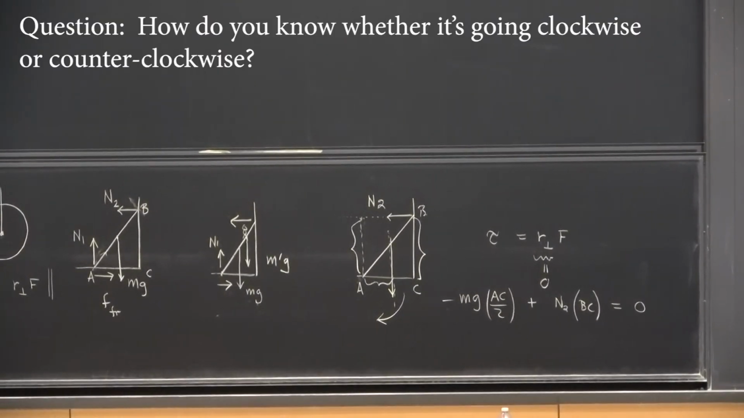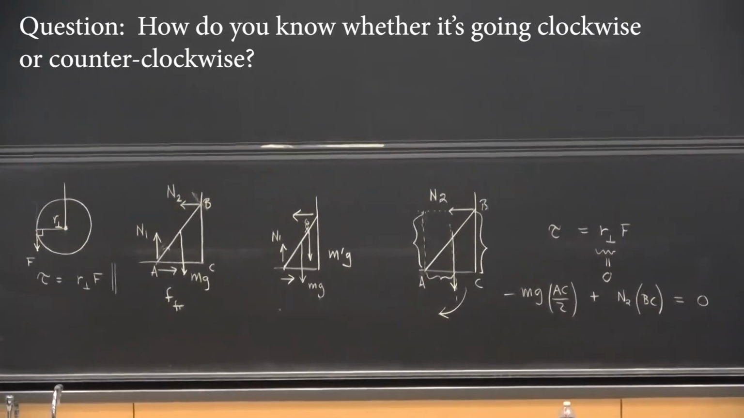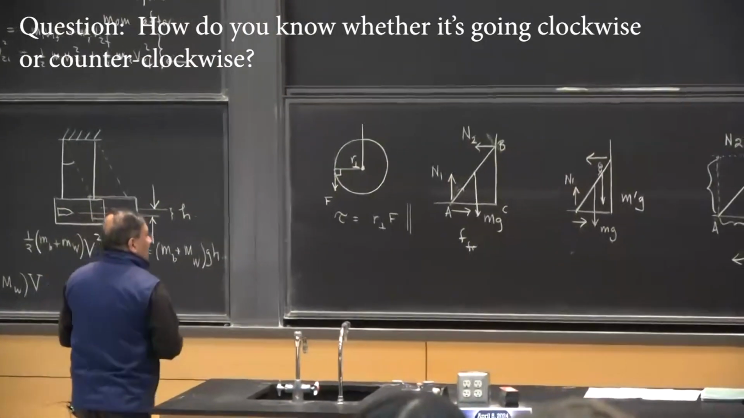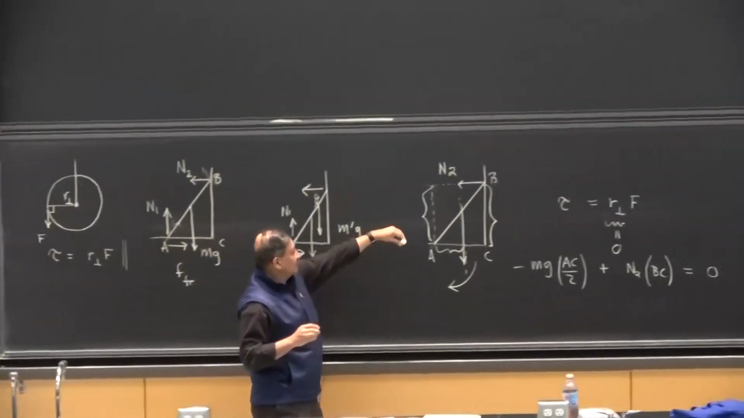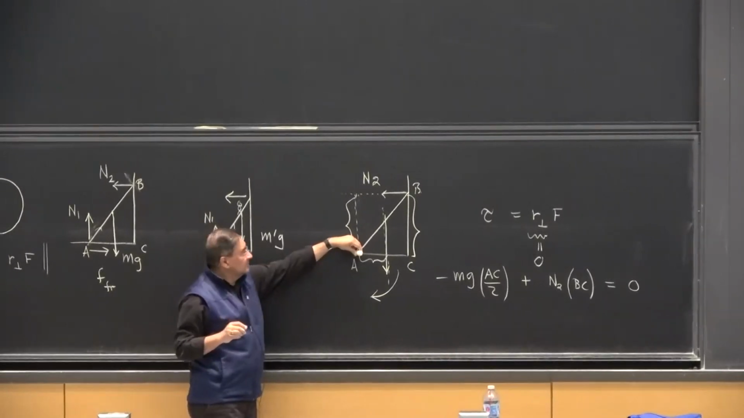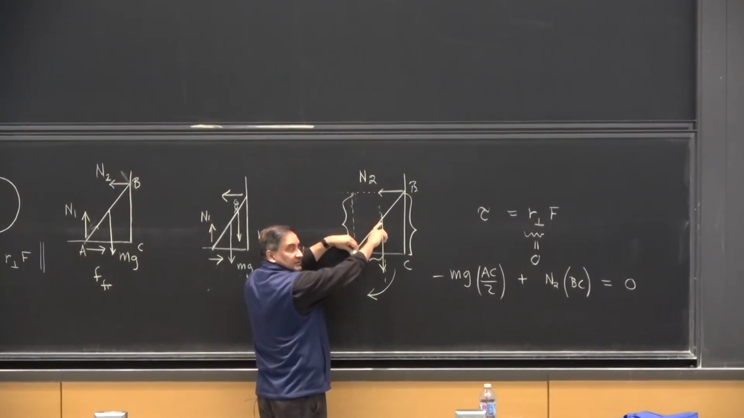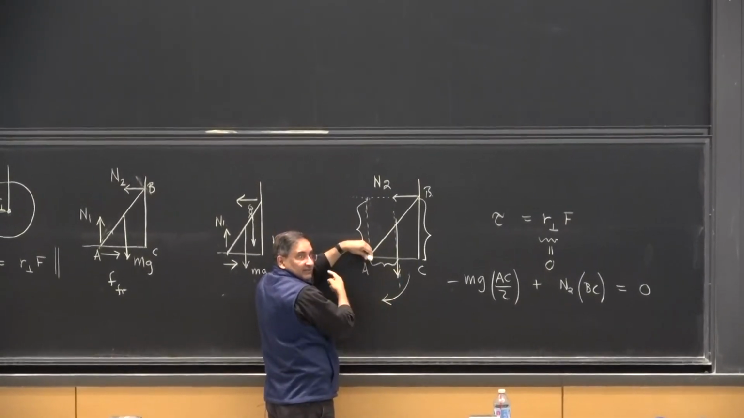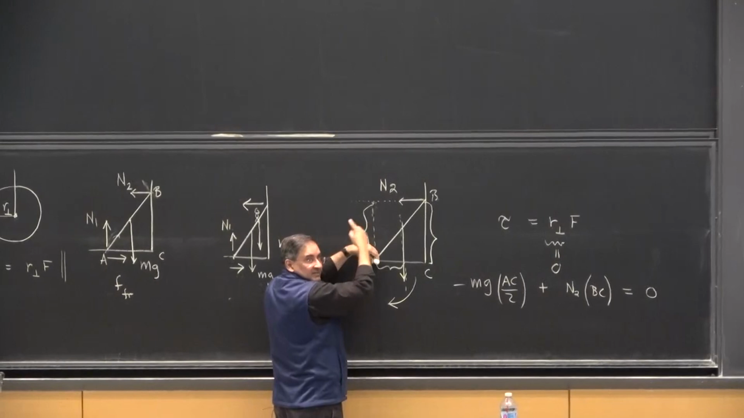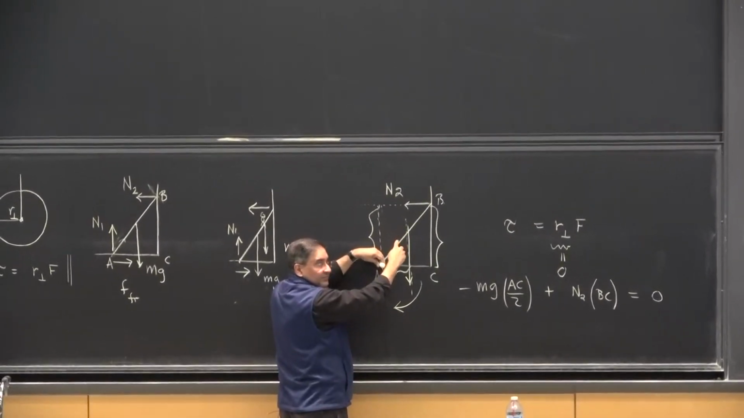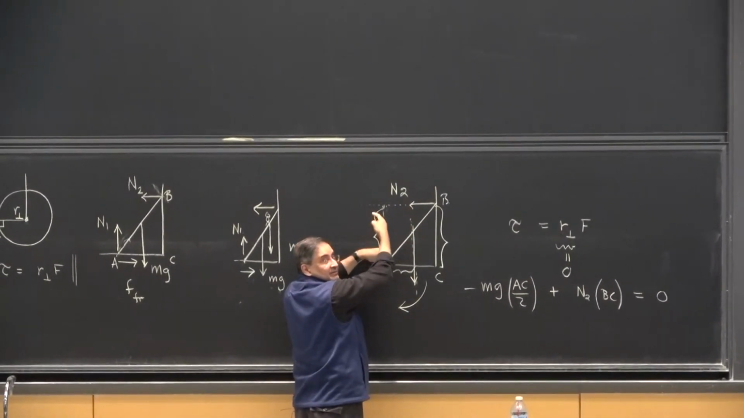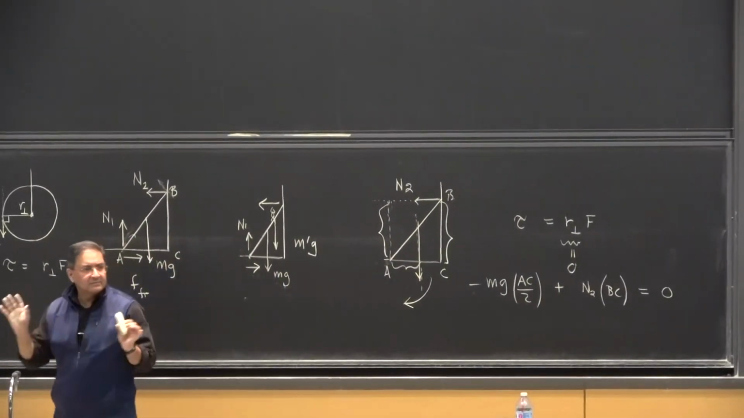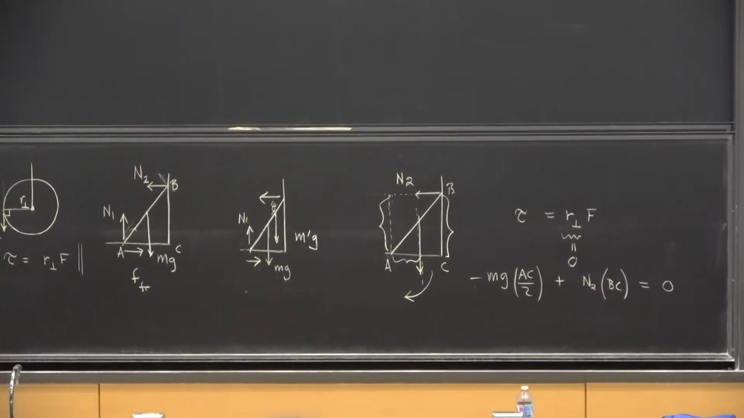How do you know whether it's going counterclockwise or clockwise? Okay. Just imagine this is your axis. Your axis is through A. So if you have a body in which you're applying the force this way, the body will tend to rotate about that axis, and that is clockwise. But here, the force is that way, so it's going to be counterclockwise. Very simple. Are there any other questions?